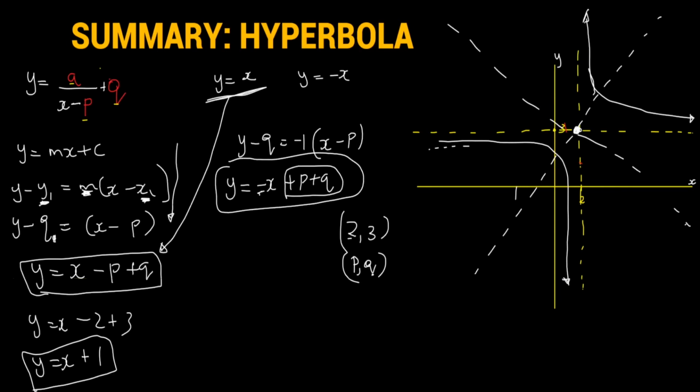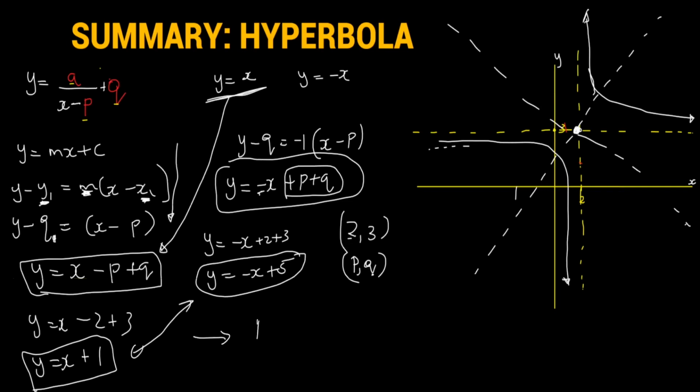So you can just go and write this part when you're answering your equation, knowing where it's coming from. So now our equation, the axis of symmetry, the second one will be minus x plus p, which is 2, plus q, which is 3. So we have y is equal to minus x plus 5. So these two equations are your axes of symmetry, because you know that we have two axes of symmetry when we're dealing with the hyperbola.